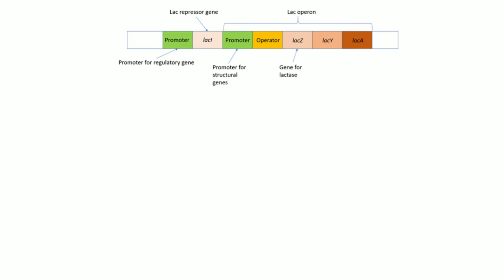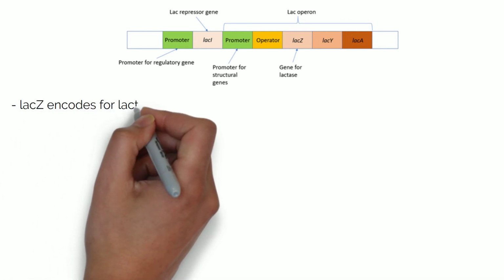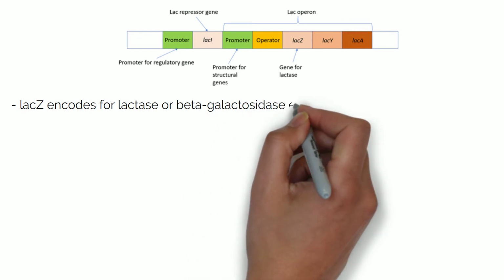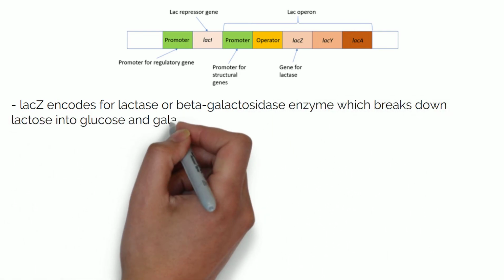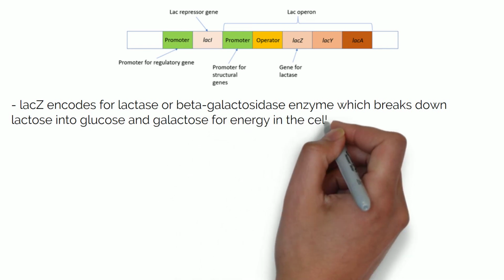First is the promoter for the regulatory gene, which is LAC-I, which encodes the lac repressor gene. Then there's a promoter for the structural genes, which is followed by an operator, LAC-Z, LAC-Y, and LAC-A. LAC-Z encodes for lactase or beta-galactosidase enzyme. This breaks down lactose into glucose and galactose for energy in the cell.